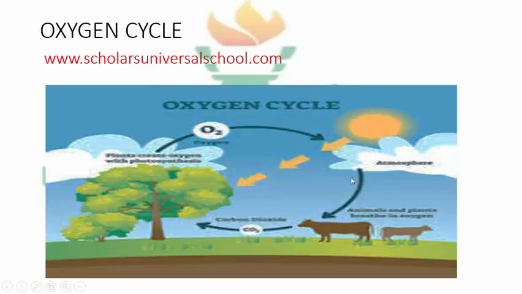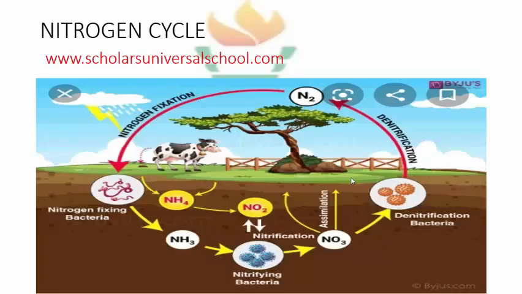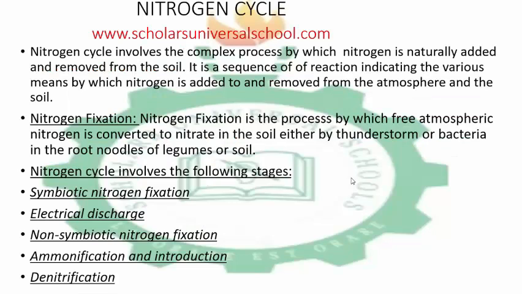Then the next cycle we're talking about is the nitrogen cycle. The nitrogen cycle is a bit more difficult than the other cycles, so let's learn about it. The nitrogen cycle involves the complex processes by which nitrogen is naturally added to and removed from soil. That means how it leaves the soil and how it enters the soil. It is a sequence of reactions indicating the various means by which nitrogen is added to and removed from the atmosphere and the soil.